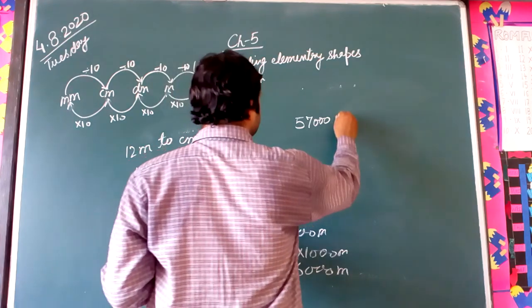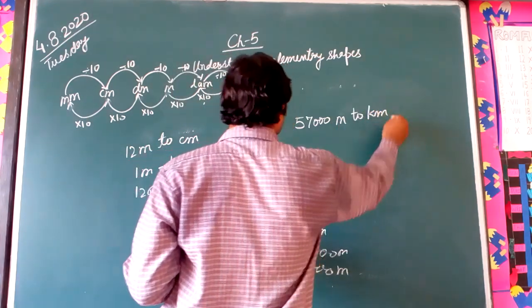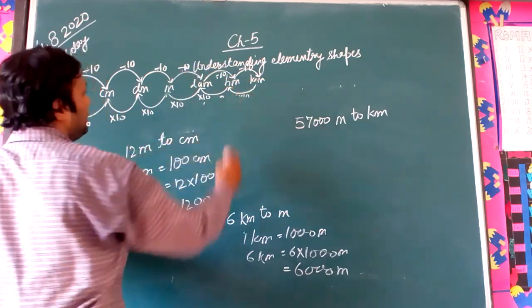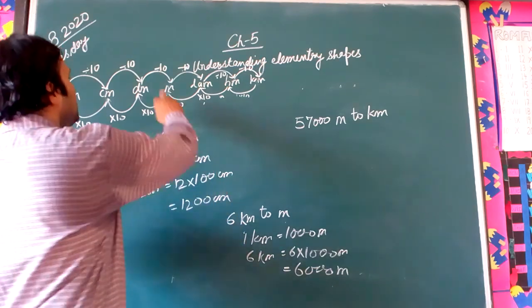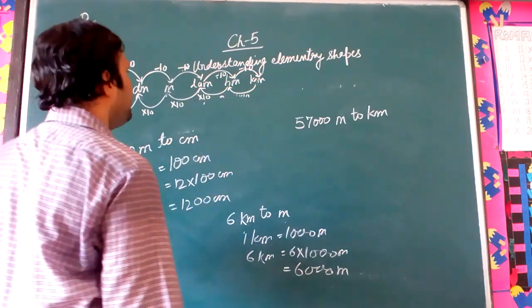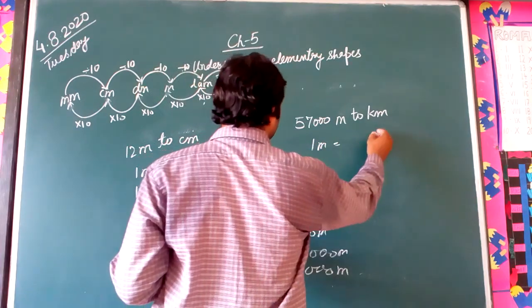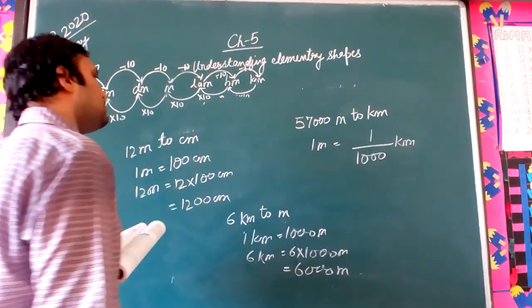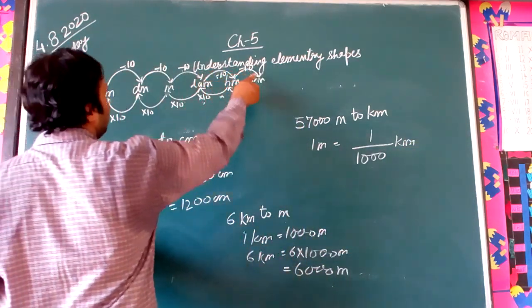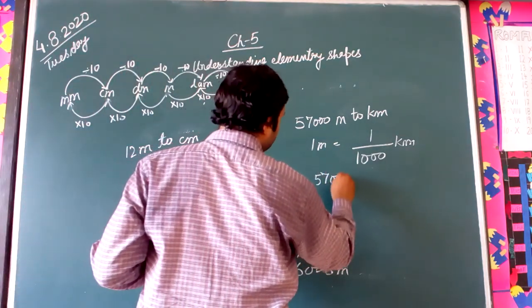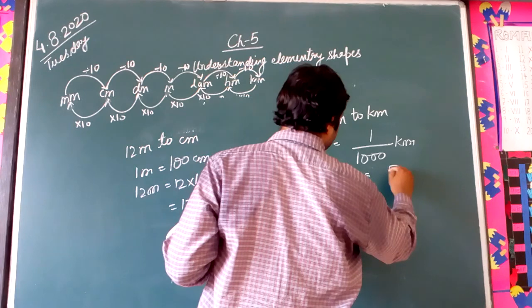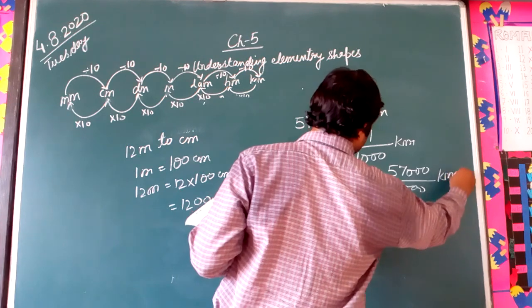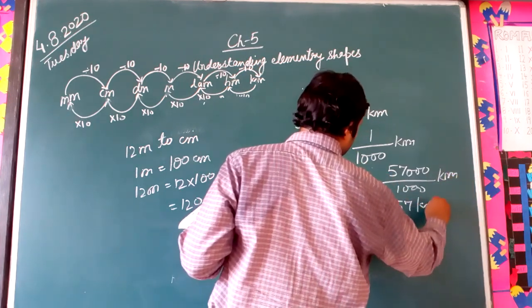Next, 57,000 meter to kilometer. This quantity is moving to this quantity, means smaller to bigger, so it will always be a division. 1 meter equals 1 upon 1000 kilometer. So 57,000 meter equals 57,000 upon 1000 kilometer. So the answer is 57 kilometer.